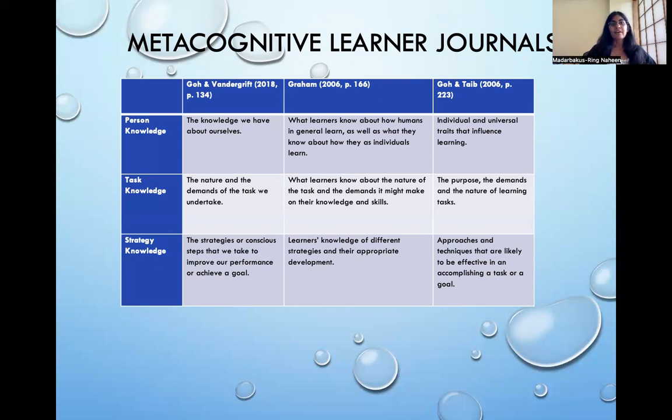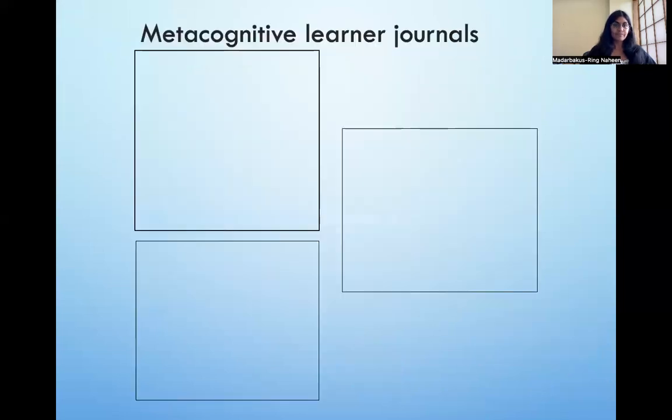As we can see, there are many, many different definitions when it comes to metacognitive knowledge, but understanding the main aspects of giving students the opportunity to reflect on their person, their task, and their strategy knowledge is key when we are using journals. There are many previous studies which have looked at using learner journals to understand listening more and to gain an insight into what students do in their processes.